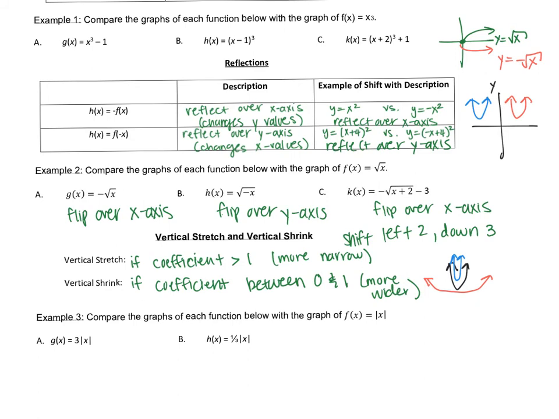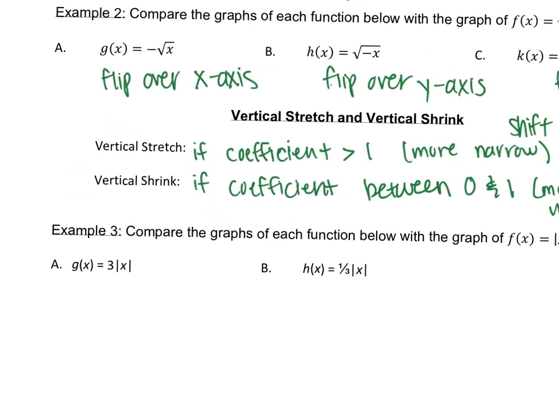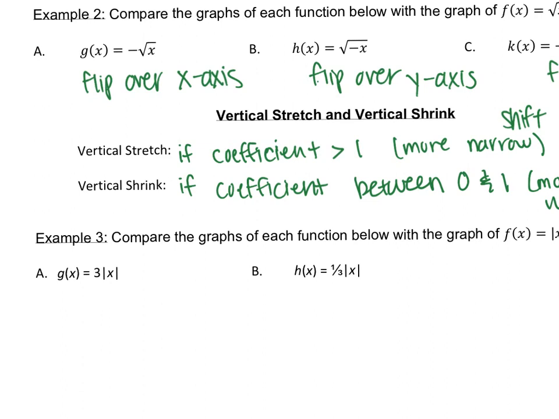So let's do some practice problems to show this. Here's my original function. It's an absolute value function. For part A, it looks like I've put a 3 in front. So if I have a 3 in front, that number is bigger than 1. So if it's bigger than 1, we have a vertical stretch. In this case, it's going to get more narrow. Basically, the absolute value equation is going to get narrower or skinnier.